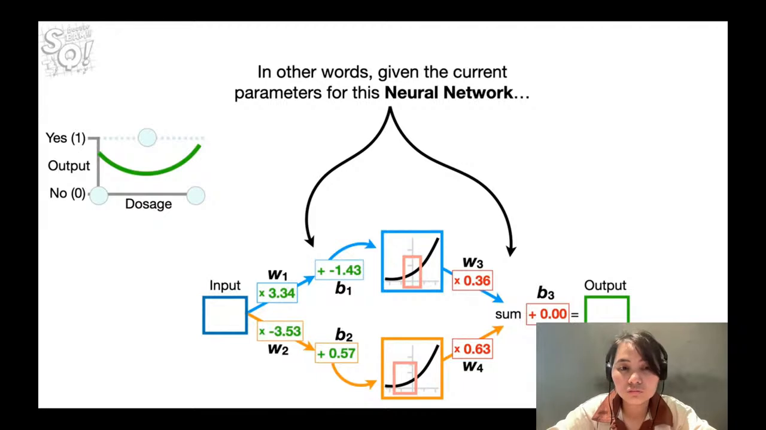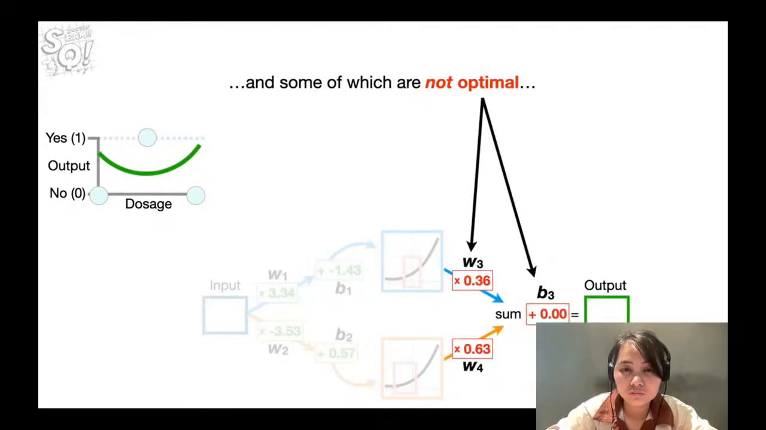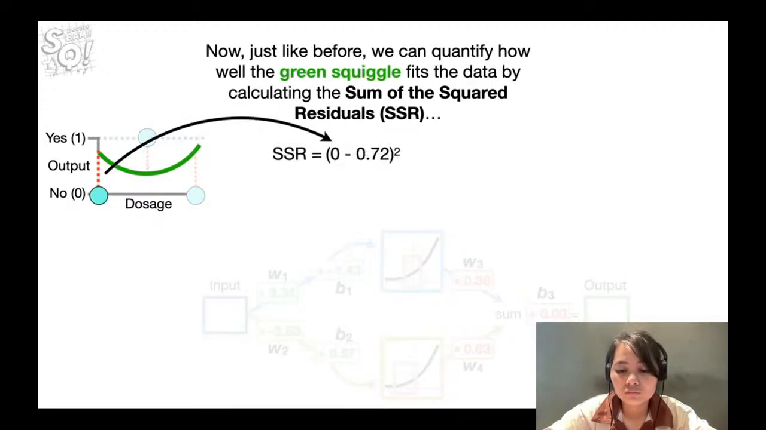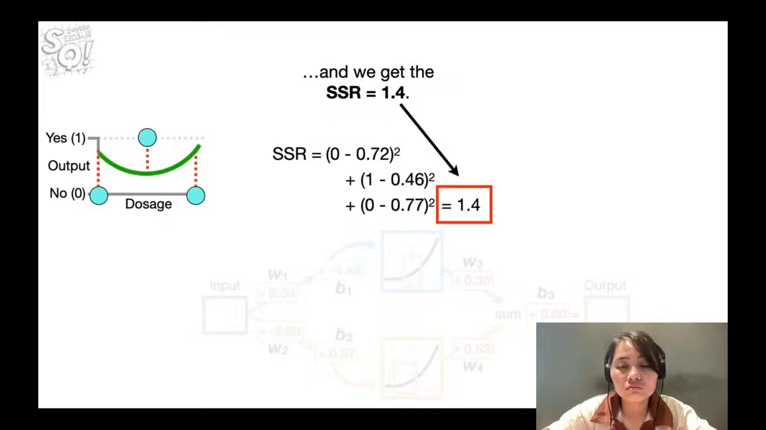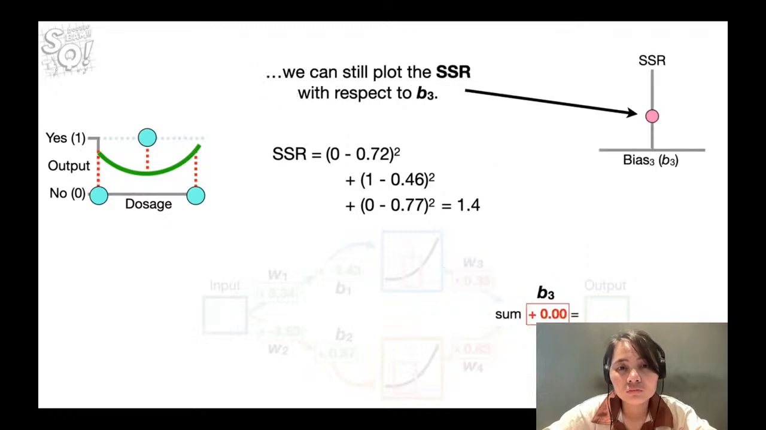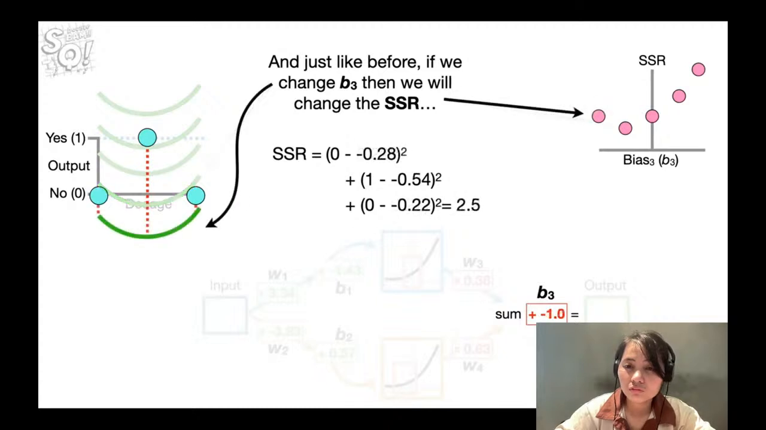In other words, given the current parameters for this neural network, some of which are optimal and some of which are not optimal, we end up with this green squiggle. Now, just like before, we can quantify how well the green squiggle fits the data by calculating the sum of the squared residuals. And we get the sum of the squared residuals equals 1.4. Now, even though we have not yet optimized w sub 3 and w sub 4, we can still plot the sum of the squared residuals with respect to b sub 3. And just like before, if we change b sub 3, then we will change the sum of the squared residuals.